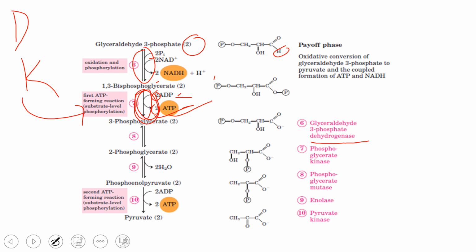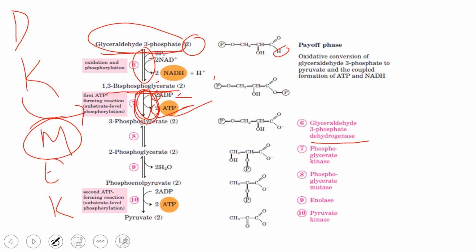One thing you have to remember is that for glyceraldehyde 3-phosphate, the enzyme was dehydrogenase. So overall, the substrate is glyceraldehyde 3-phosphate, and the enzyme will be glyceraldehyde 3-phosphate dehydrogenase. Similarly, for 1,3-bisphosphoglycerate, the enzyme will be phosphoglycerate kinase. Similarly, DKMEK.